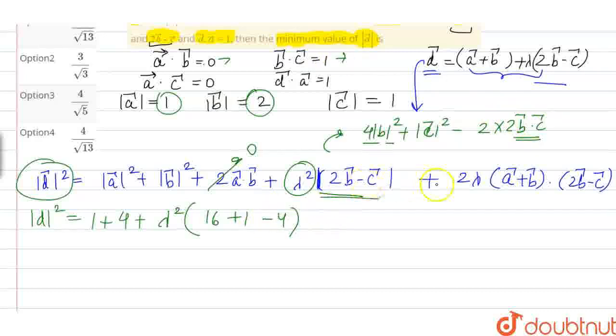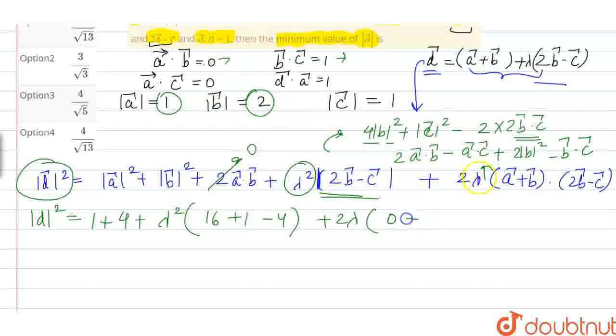And similarly this is plus 2 lambda, and this is A plus B dot 2B minus C. Now when we take the dot product of this, we obtain 2 into A dot B minus A dot C, plus 2 into magnitude of B square, and minus B dot C, right? Now we know the value of 2 into A dot B because A dot B is equal to 0, so this becomes 0, minus A dot C.